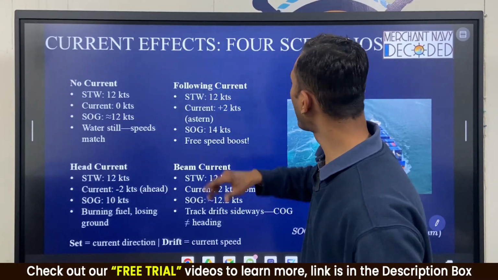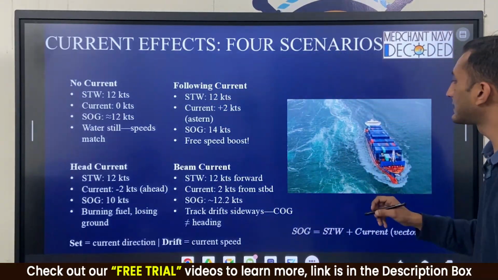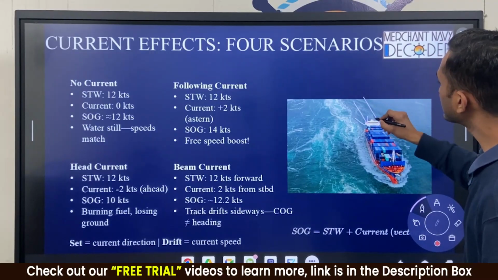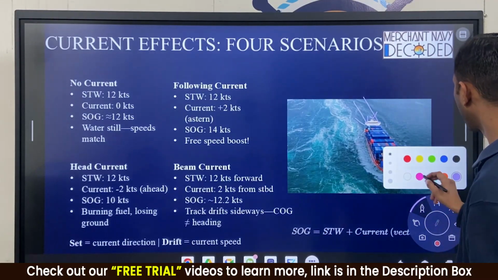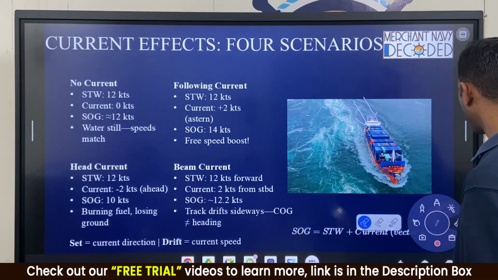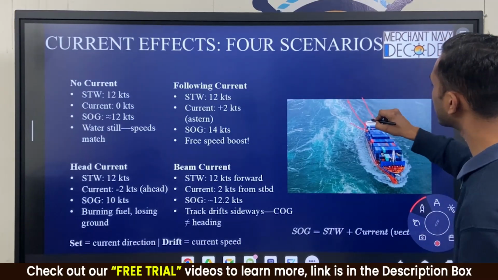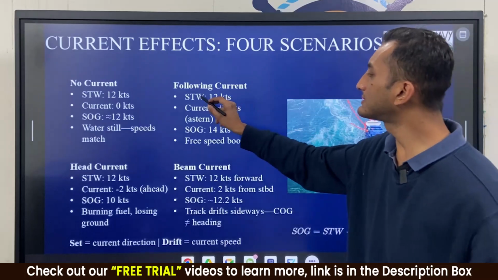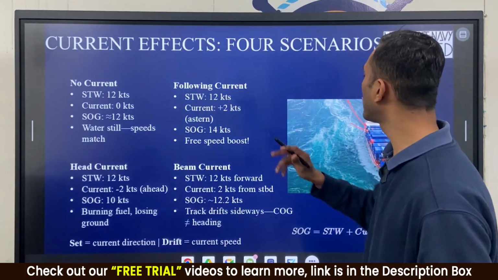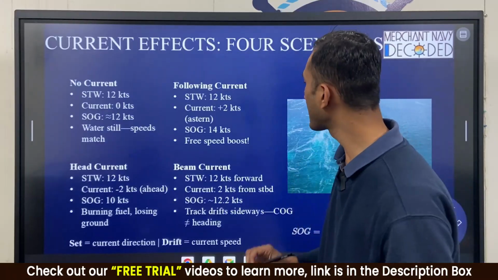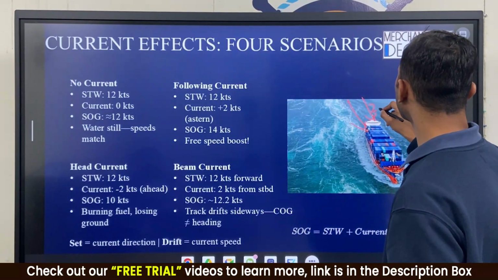Now we have following current. For example, if you can see in this diagram, if the current is coming from this direction, I'll change the color of the pen, I'll make it red. I hope you can see. If the current is flowing from this direction, now the following current, let's say the speed through water is 12 knots. Again she is doing speed through water 12 knots with the help of her engine RPM, and the current is 2 knots.